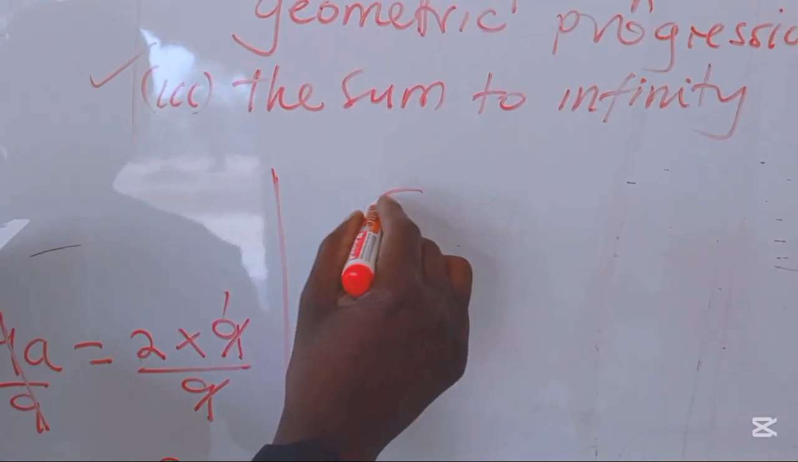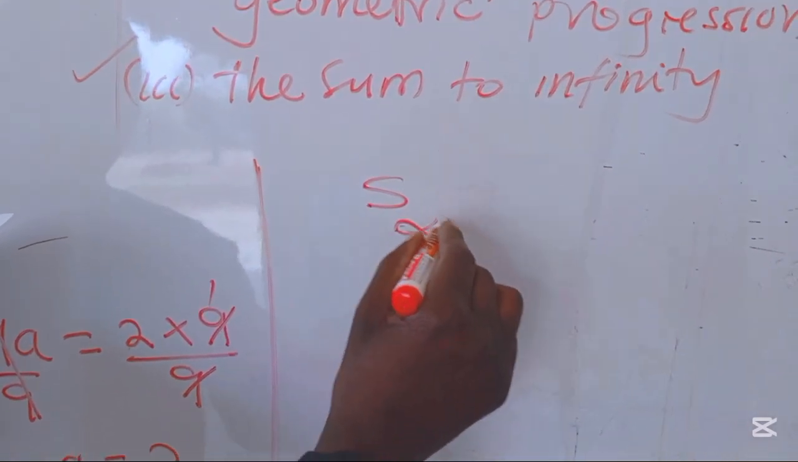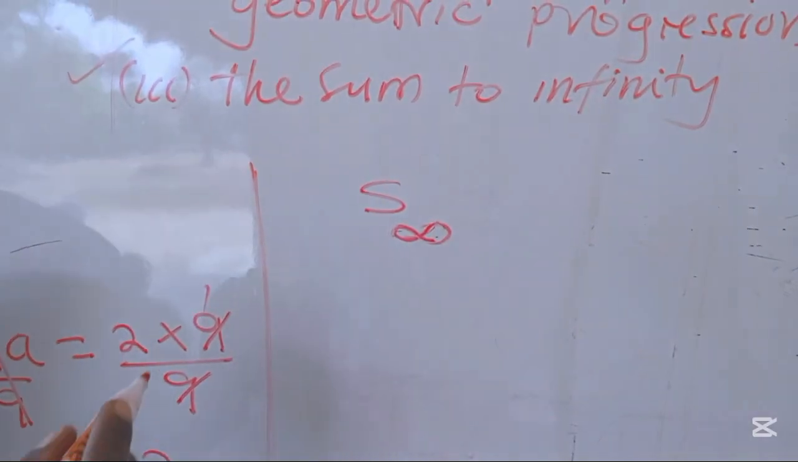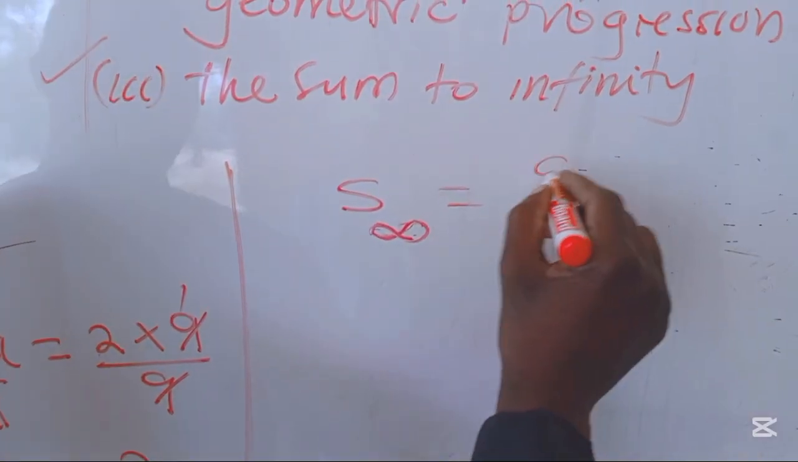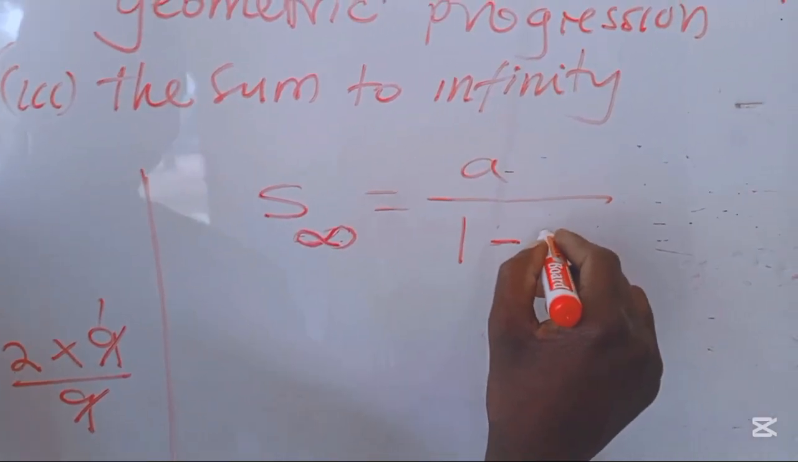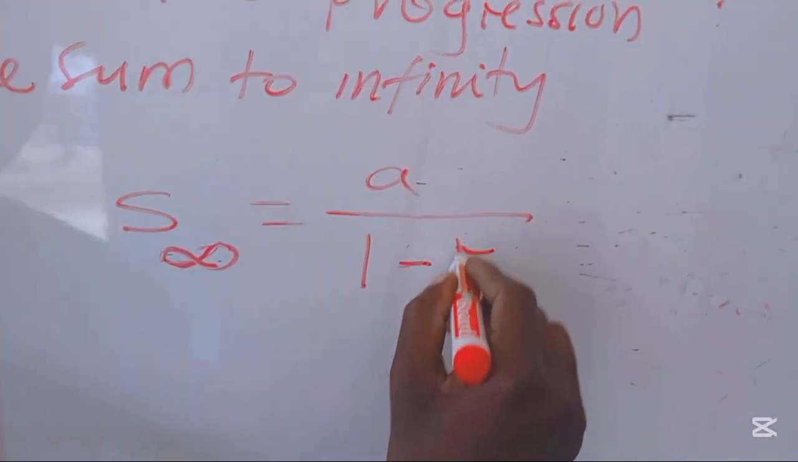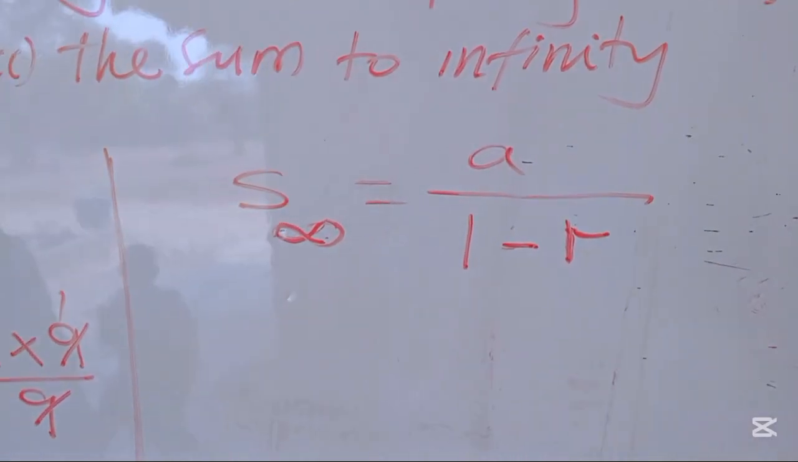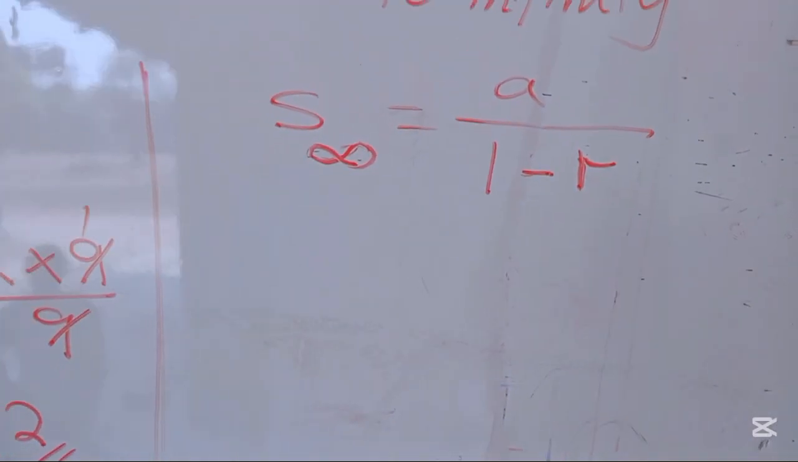It is, mind you, S infinity. You write it like this. This is the sum to infinity. So it is supposed to be like that. Then you say it is equal to the first term over 1 minus r. Always 1 minus r. This is the formula for the sum to infinity. We have already found the first term. Our first term is a 2.